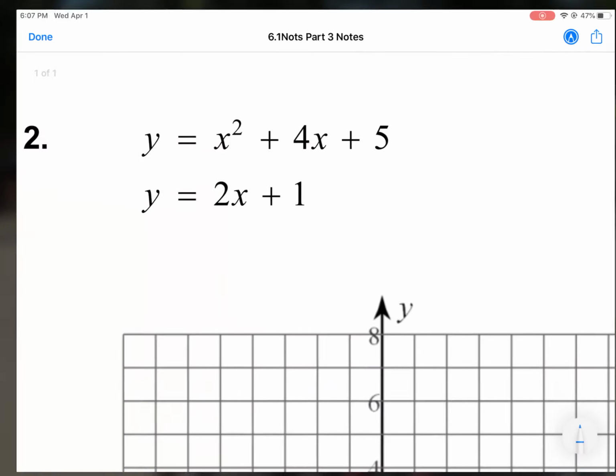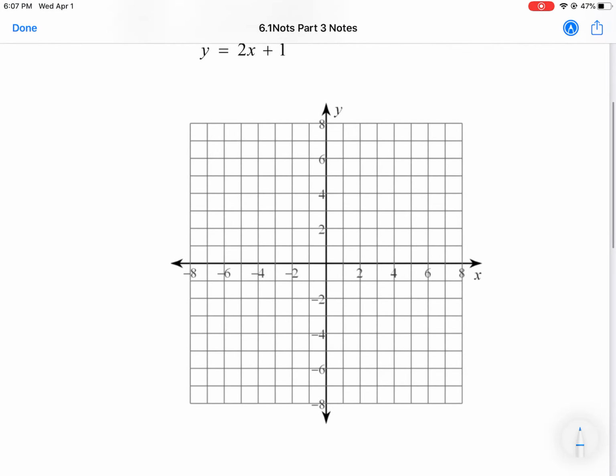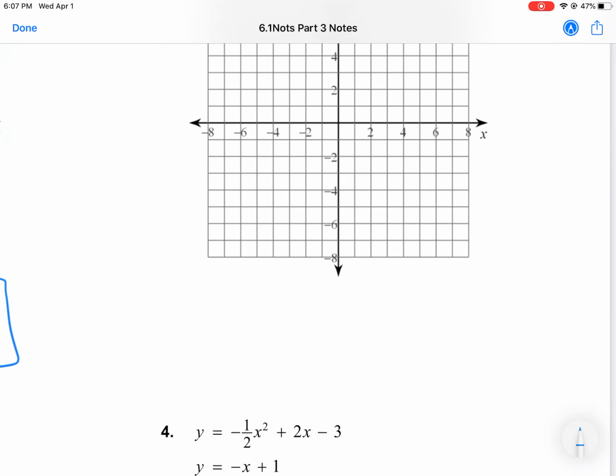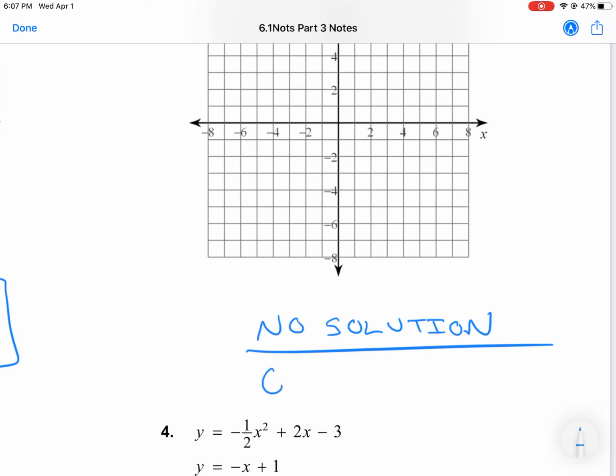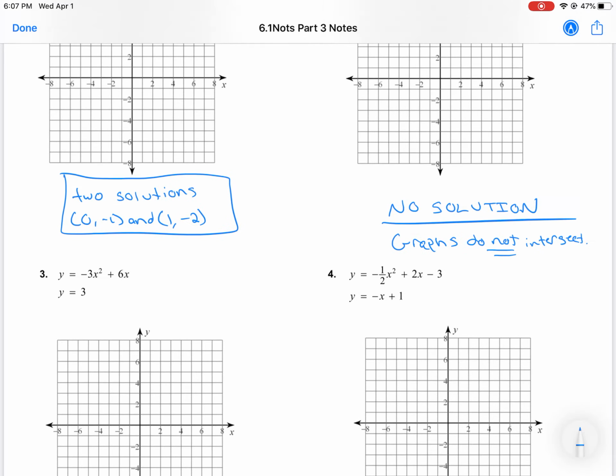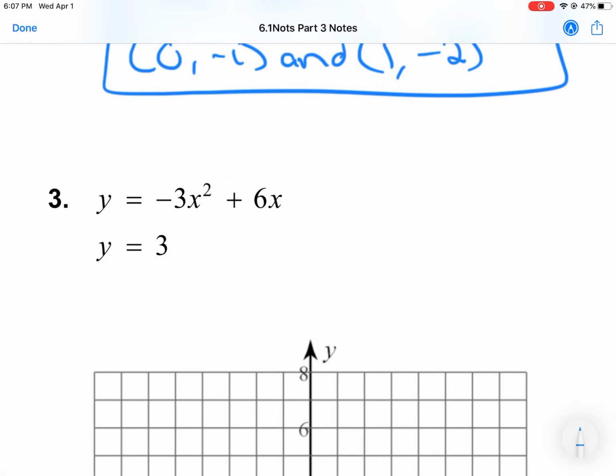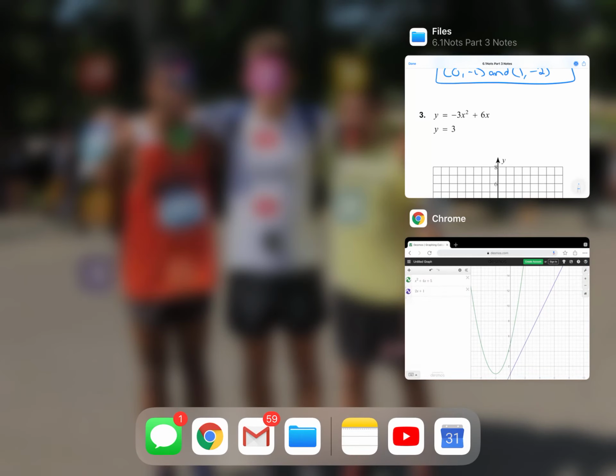So, let me just get back here. Remember from the other sections, when our two graphs do not intersect, what is it? Very good. No solution. So in this case, they don't intersect, so it is no solution. And I'm just going to write graphs do not intersect.